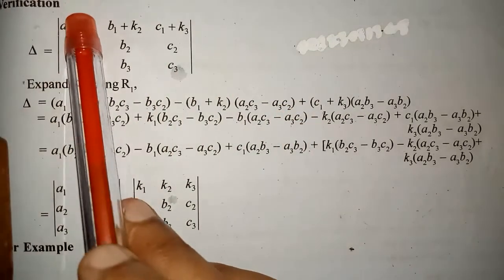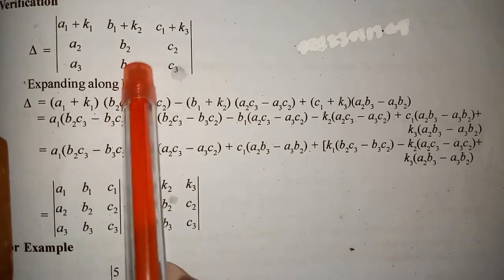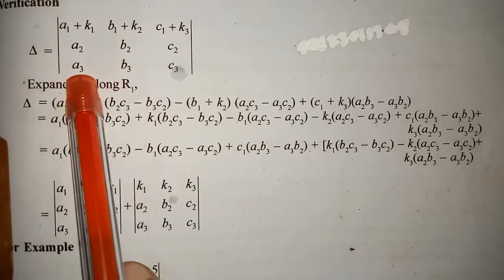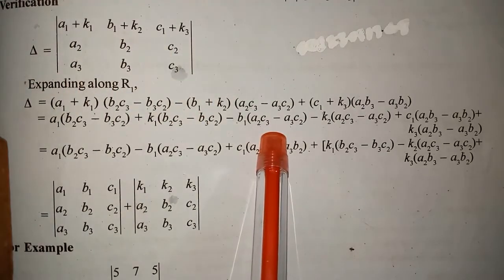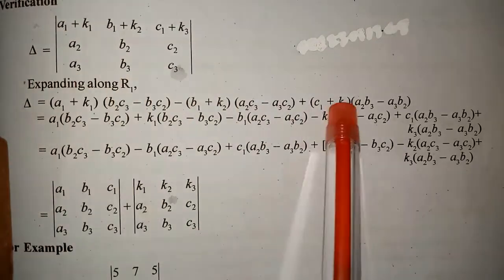Then you know the usual procedure. Delete the row, delete the column. Then you have B2 C3 minus B3 C2. Then minus of this times A2 C3 minus A3 C2. Okay. Then again plus (C1 plus K3) times A2 B3 minus A3 B2.